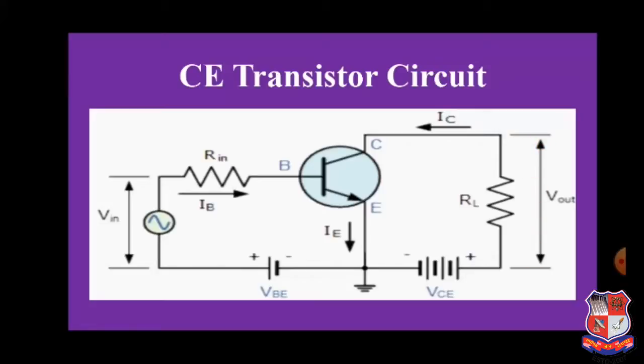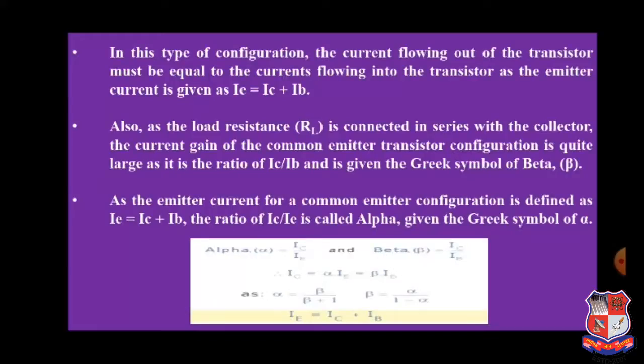So this was all about the circuit configuration for the common emitter transistor, and now we will look at its actual mechanism and we will try to identify the highest current and power gain, which is an interesting topic for the amplification purpose.